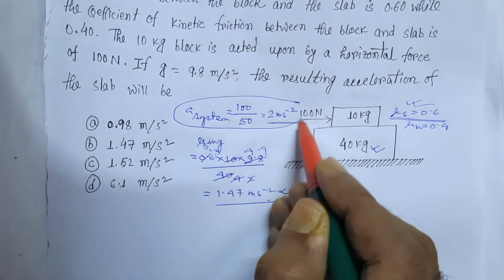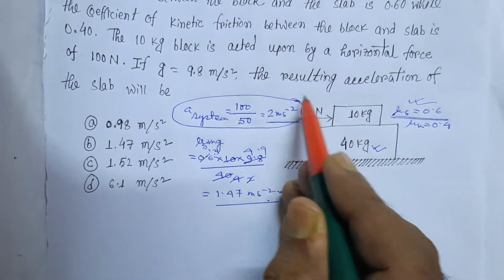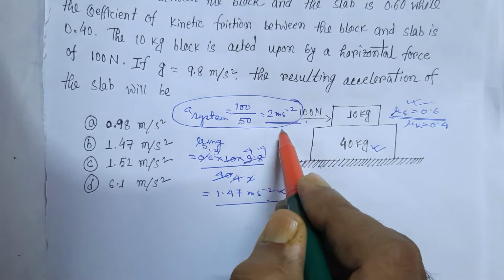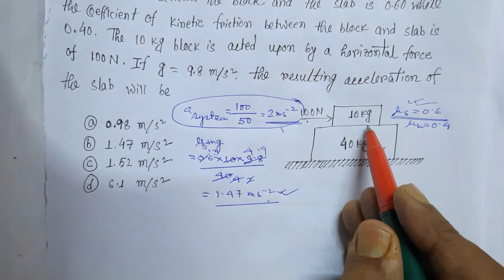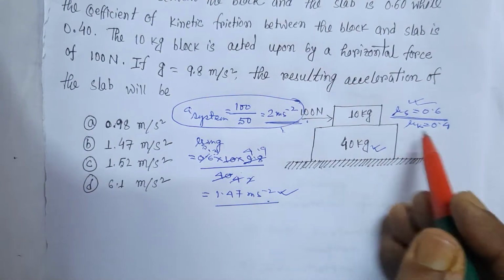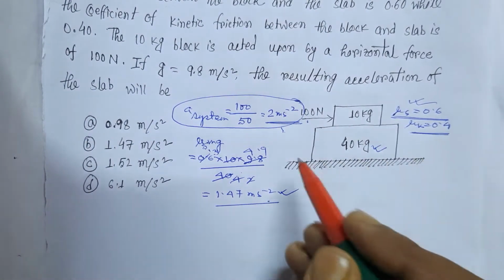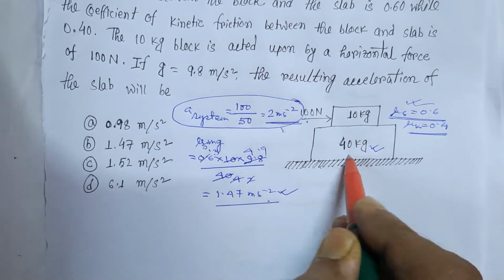But the acceleration due to the applied force on the whole system is 2 meter per second square. So the system will not move together. So there is relative motion. So we have to consider the kinetic friction in this case for the motion of the mass 40 kg.